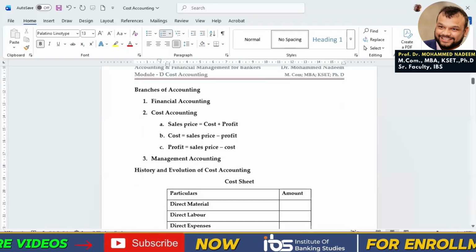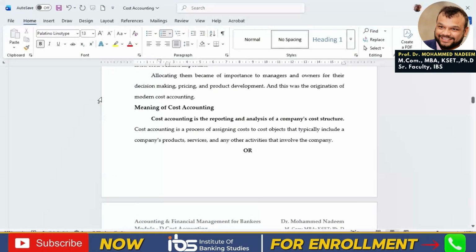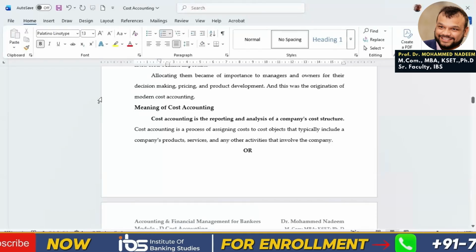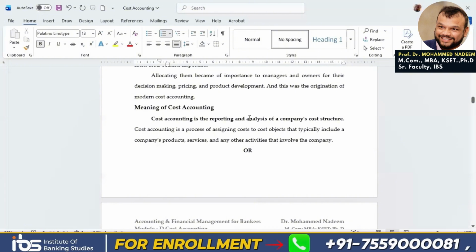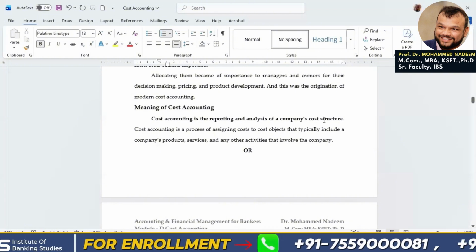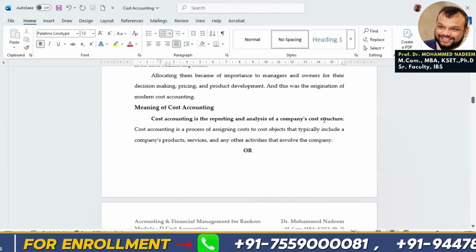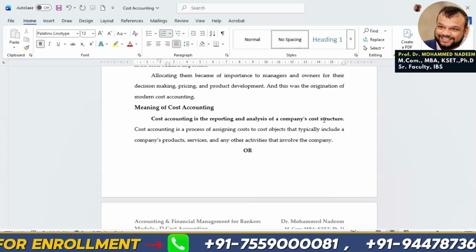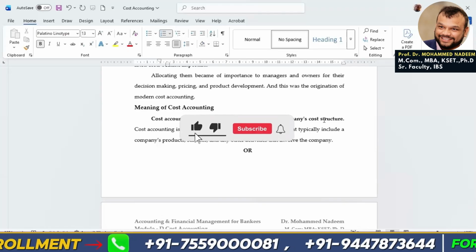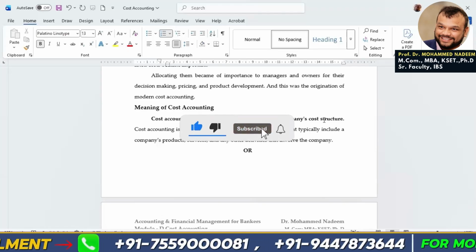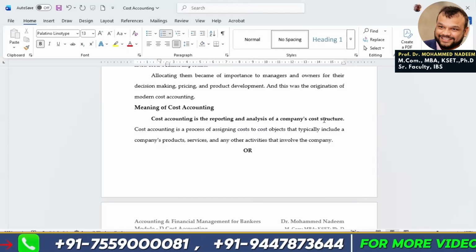So, the meaning of cost accounting. This file, I'll put it in the group, you can just take it. Cost accounting is a reporting and analysis of a company's cost structure. So what do you mean by cost accounting? It is reporting and analysis of the company's cost structure: where we are allocating the cost, what costs have been incurred, and how much cost has been incurred. It is talking about that value.